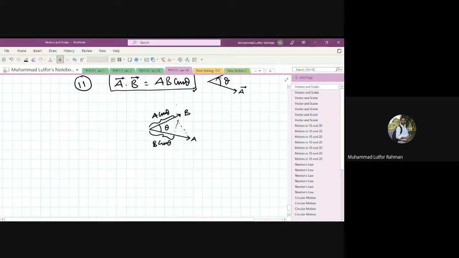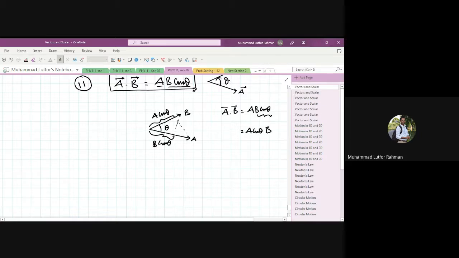So it means that b cosine theta over here is the component of vector b in the direction of a. I can write this in two ways actually. A dot b is actually a b cosine theta. I can write one as this b cosine theta, or I can also write a cosine theta into b. It's giving me the same thing.